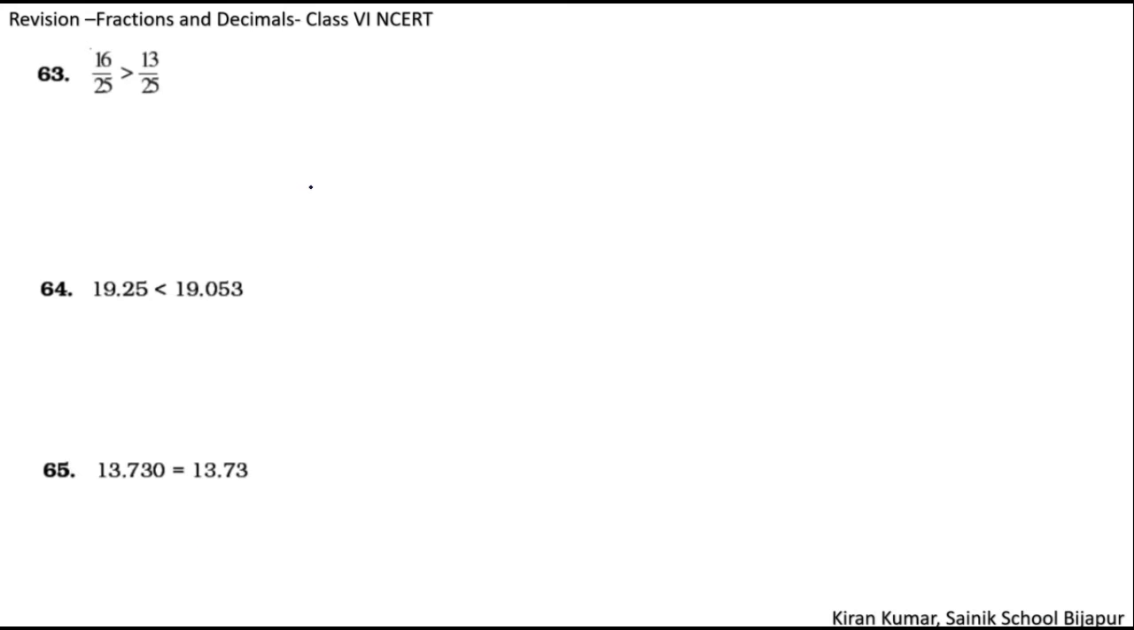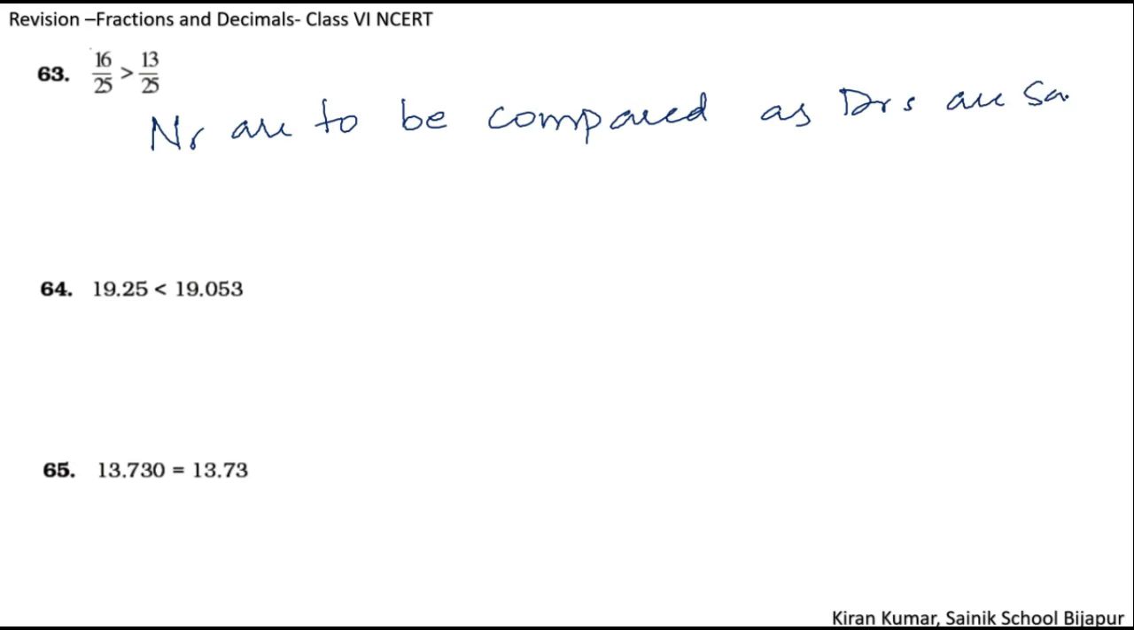Statement number 63. 16 by 25 is greater than 13 by 25. Here the numerators are to be compared as denominators are same. Here greater numerator will have a greater value, so the given statement is a true statement.